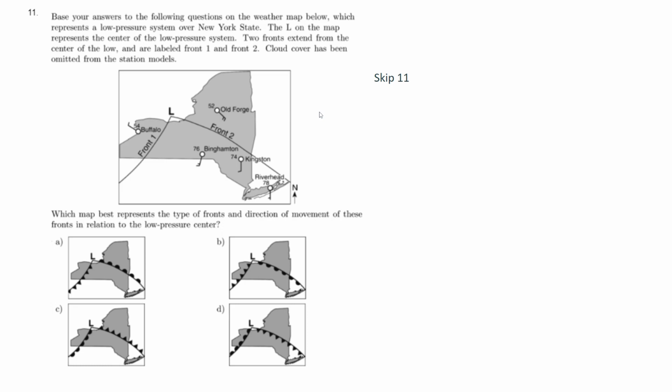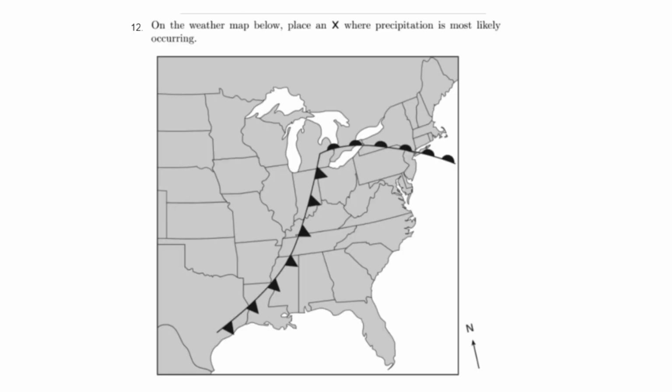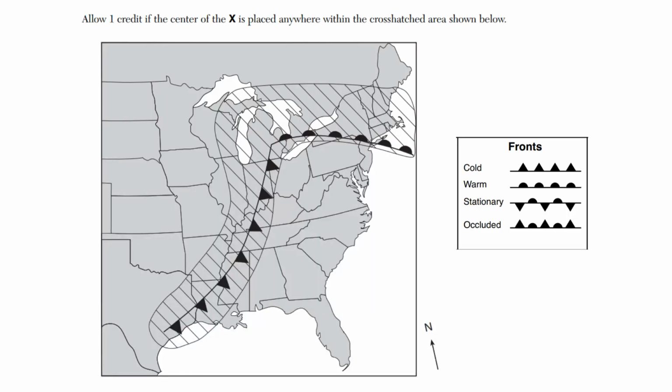So skip number 11 because this is the same as another question we did in the past. And go ahead and try number 12. On the weather map below, place an X where precipitation is most likely occurring. So your answer or your X should be somewhere along the front, anywhere around here. So if you had placed an X in any of these shaded areas, you're good to go. Precipitation most likely happens around or along frontal boundaries.